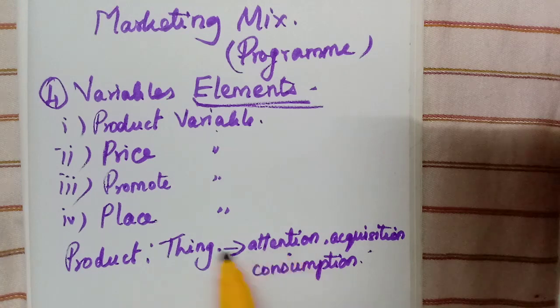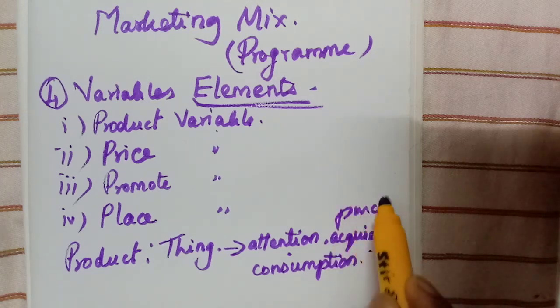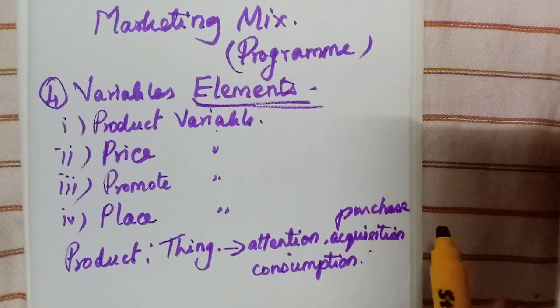You see that attention is given through promotion, advertisement. We will introduce it in the market by giving advertisement on TV or radio. Then only the public will have an idea to buy that particular product, and their acquisition takes place. Once they have acquired, once they have purchased, acquisition means what? Purchasing.